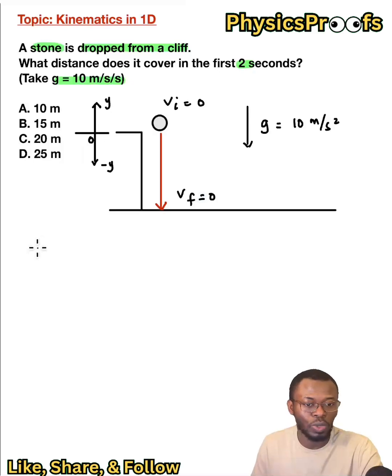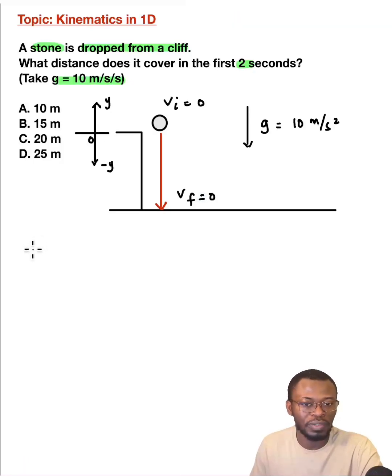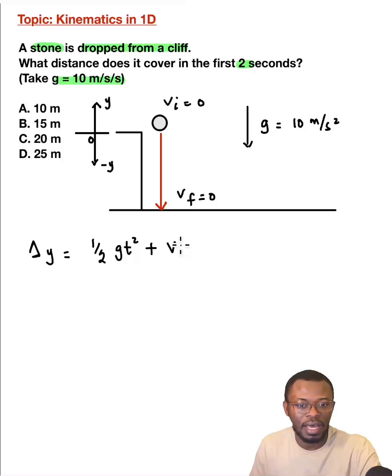The kinematic equation of motion we can use to solve this problem is delta y equals 1/2 g t squared plus v_i t. Here delta y is the vertical displacement because it is along the y axis, and 1/2 g is a constant of the motion because it is the gravitational acceleration, given as 10 meters per second squared. Time is given as 2 seconds.